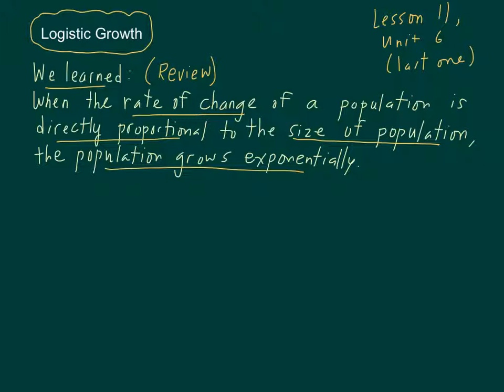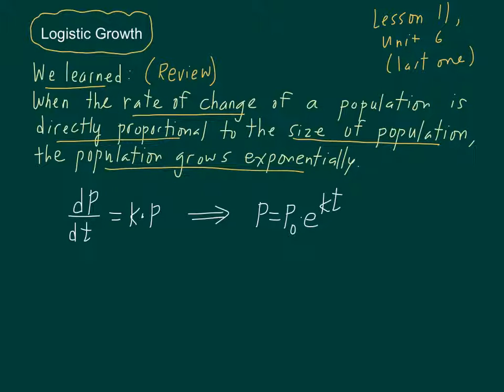So what we learned a couple videos ago is that when the rate of change of a population is directly proportional to the size of the population, it grows exponentially. So what that means is, if we're talking about the rate of change of a population with respect to time, that's directly proportional to the size of the population. So we have some constant k, which we call the constant of proportionality, times our population. And we said that when we solve this differential equation, we end up with an exponential equation of that form.